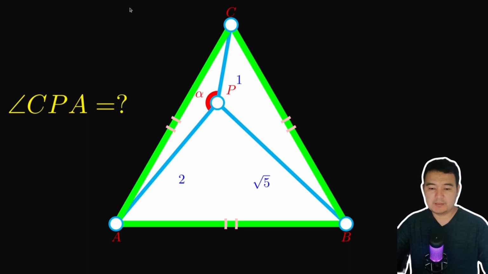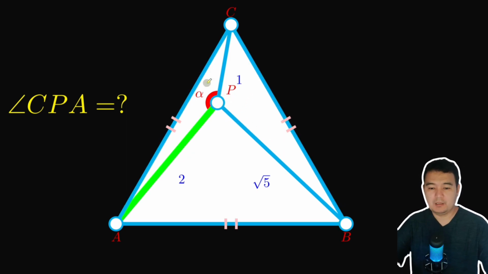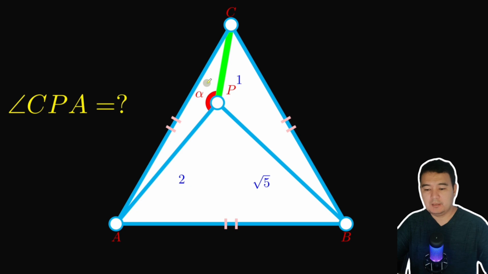And a point inside this equilateral triangle, this point P, and three segments. The distance from P to A is 2, from P to C is 1, and P to B is root of 5.